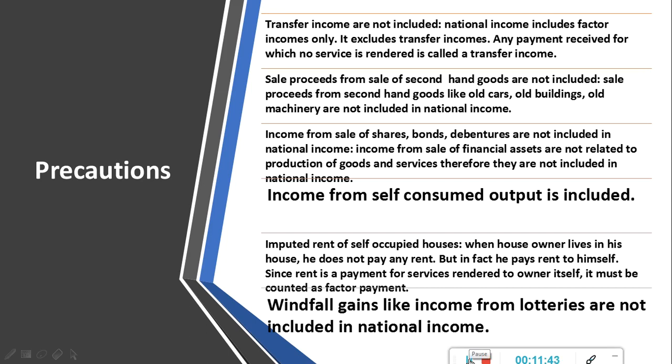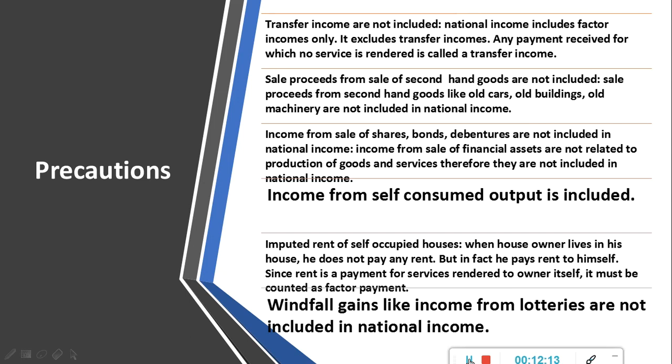Now we will discuss the precautions we should consider while calculating national income by income method. Transfer incomes are not included in national income. Only factor incomes are included. For example, old age pension is a transfer payment which is not recorded in national income, but retirement pension is a factor income received for rendering factor services. So it is included in national income.